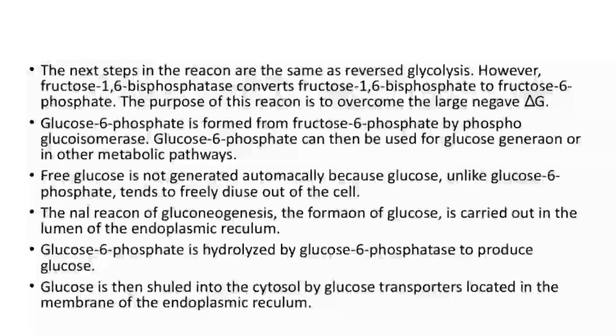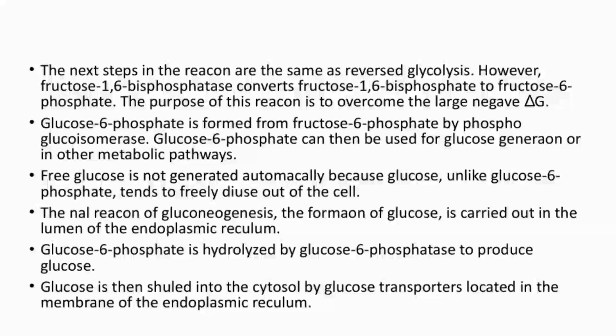This step is particularly important because it helps overcome a large negative delta G, or free energy change, which would otherwise make the reaction unfavorable. From there, the process continues with phosphoglucose isomerase, converting fructose 6-phosphate into glucose 6-phosphate. This molecule is quite versatile. It's a key intermediate that can either go towards generating free glucose or be used in other metabolic pathways, depending on what the cell needs at the moment.